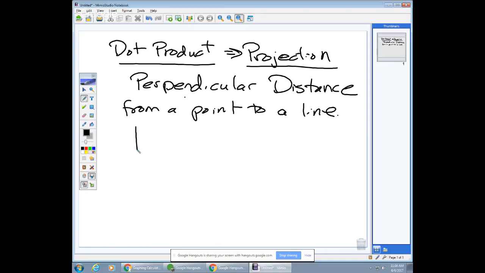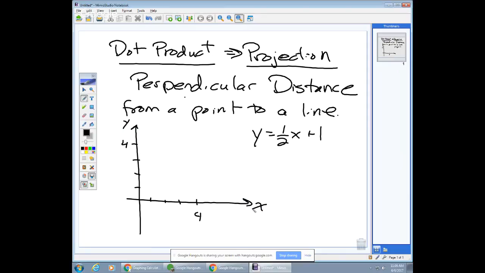So I'm just going to pick a line. The line I picked is, I think we played with this one the other day too, y equals 1/2 x plus 1. So let's get a little scale here and graph that. We have our y-intercept, up 1 over 2, we have a point over there, up 1 over 2, another point over here. So that's roughly our line there.